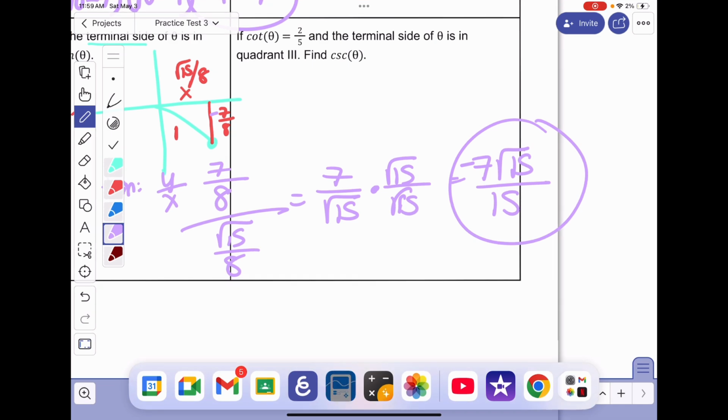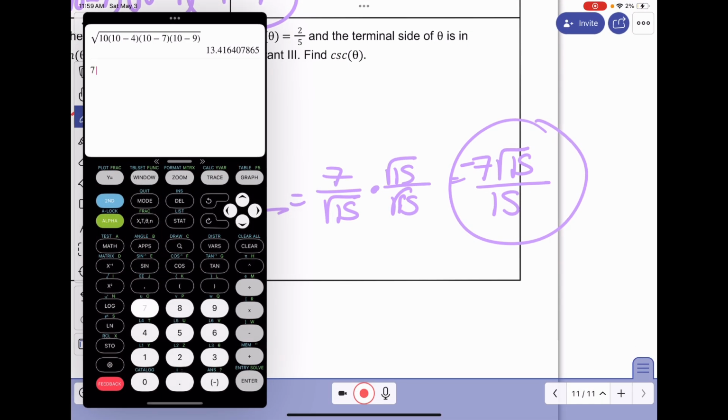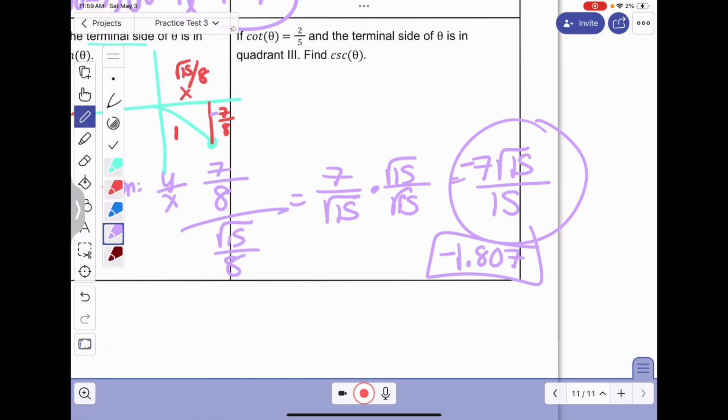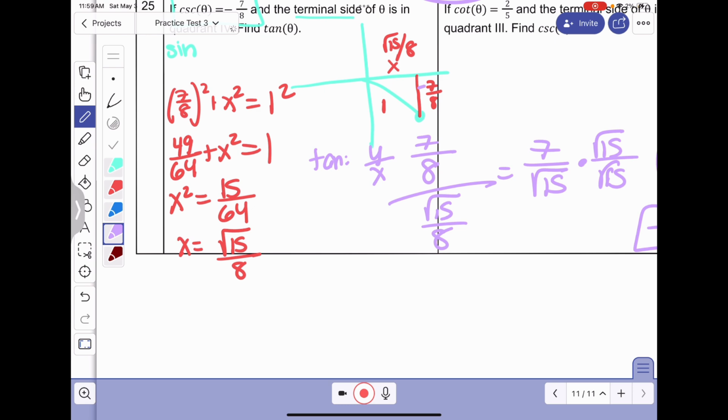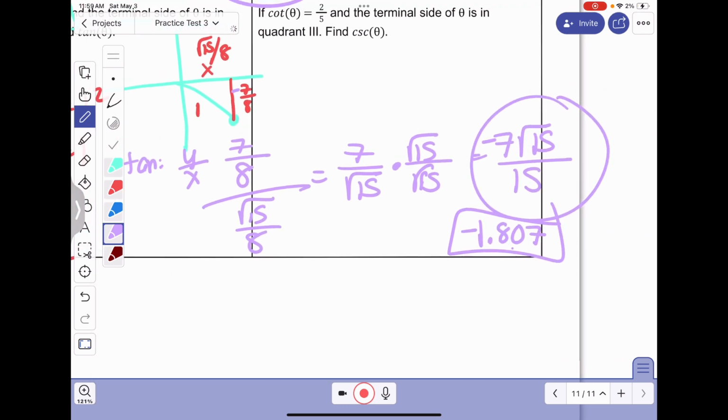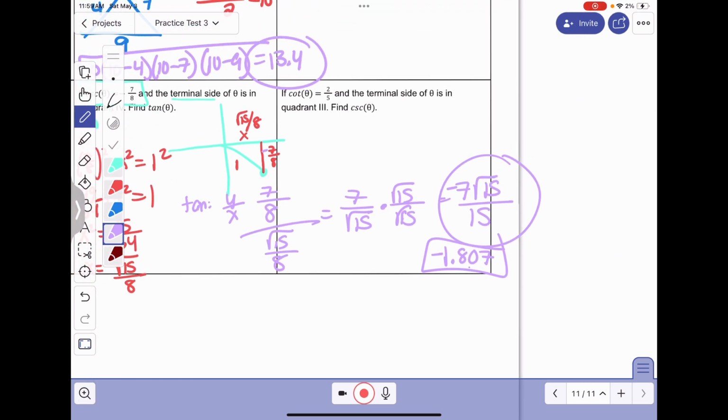If I put that in the calculator, if you didn't do it exact, you'd have negative 7 times the square root of 15 divided by 15, which gives us negative 1.807. On the practice test answer key, I have the reciprocal of that. I actually did cotangent. I realized I put x on top. But this is the real answer. So that is the practice test. Let me know if you have any questions, and good luck.